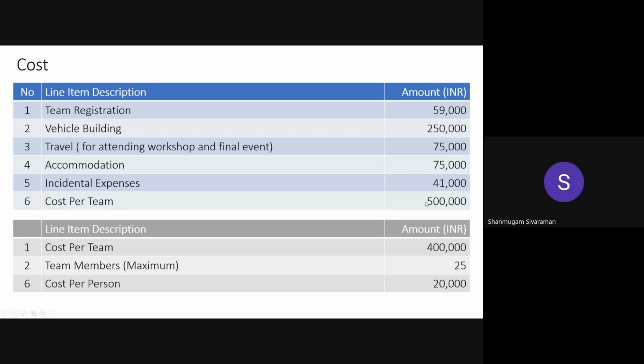Now let us look at the individual level. Forget about that 40,000, let's say only your 5 lakh salary. So what is the investment per person? Investment per person is 20,000. Now what is the benefit? You get a job.